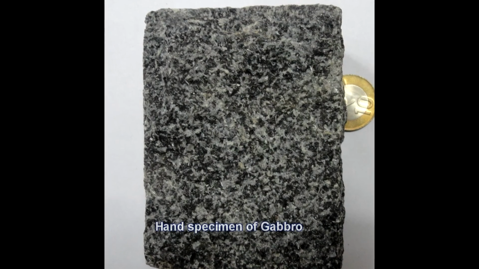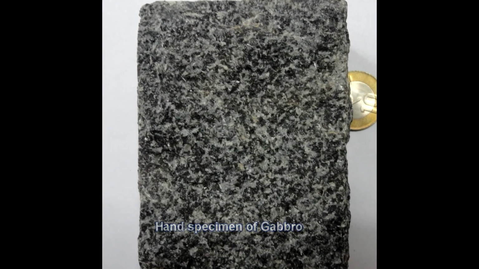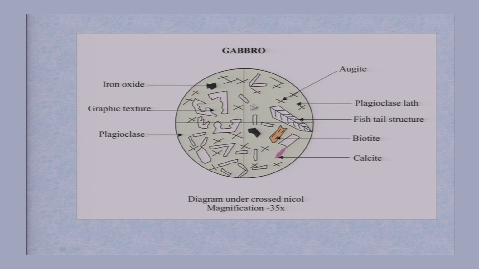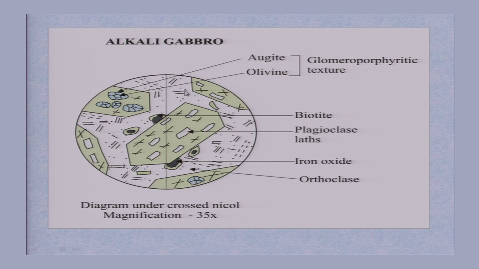So, this is another example. Gabbro chiefly composed of augite, plagioclase, iron oxide, and at some places it shows graphic textures. These laths, they are interwoven and the space between these two laths is occupied by green colored augite. Another variety of gabbro is alkali gabbro.